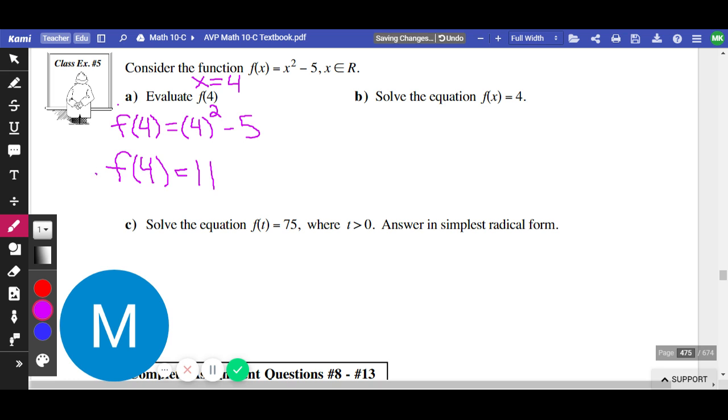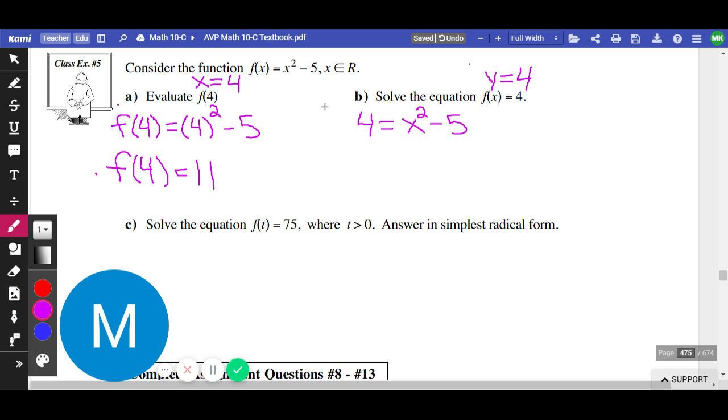Awesome. B is the other situation. Instead of them giving you an input, they give you an output. When they write it like this, they're saying that y equals 4. That means you can go up to this equation and change f of x to be 4. So you have 4 equals x squared minus 5.